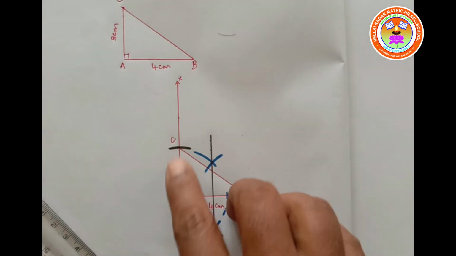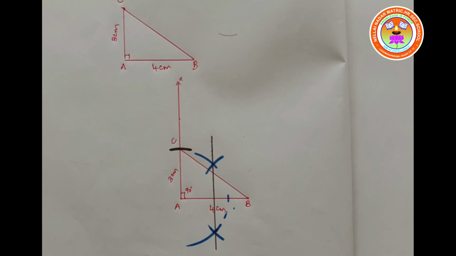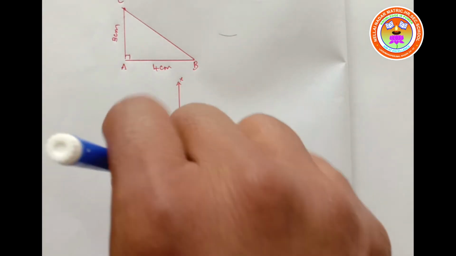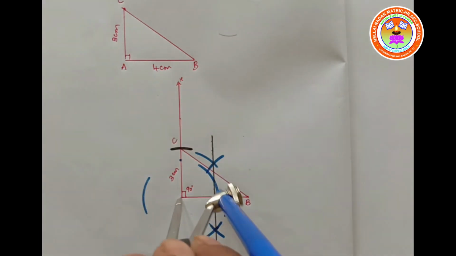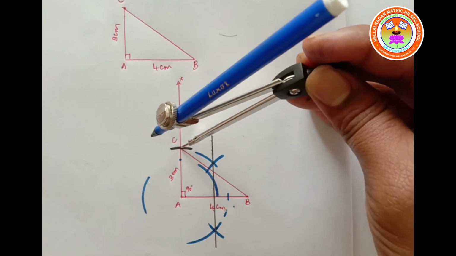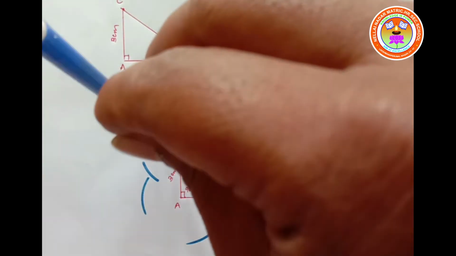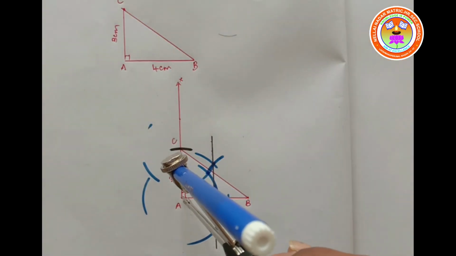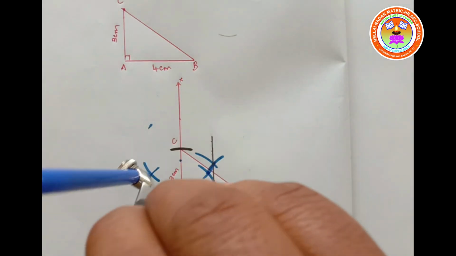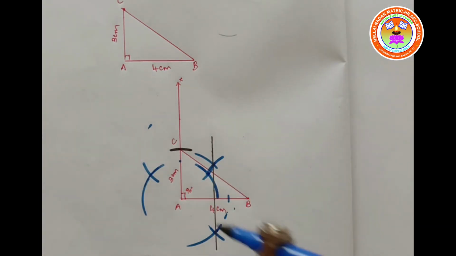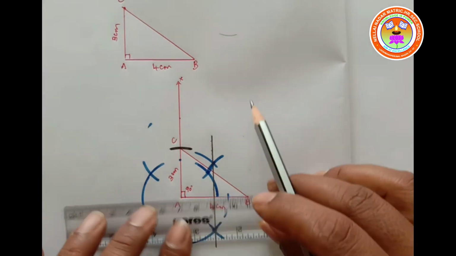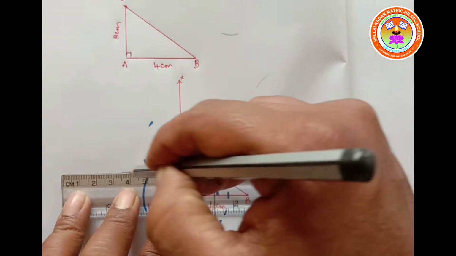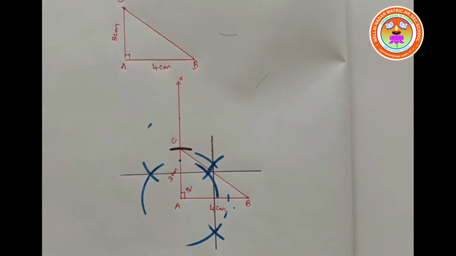Now another side AC. You are going to draw a perpendicular bisector. More than half. Now join a line, select like this and draw a straight line. Both the lines should intersect here.